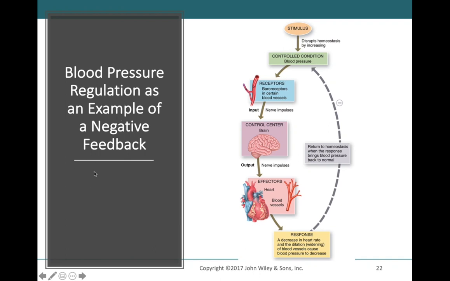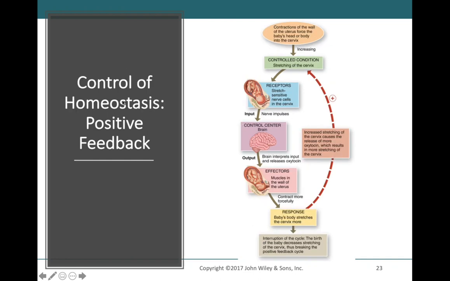When a condition is changed, a negative feedback loop functions to immediately bring the controlled condition back to normal. That's different from a positive feedback loop. The function of a positive feedback loop is going to be to further amplify a response in order to bring it back to normal. So the example we have here is childbirth.